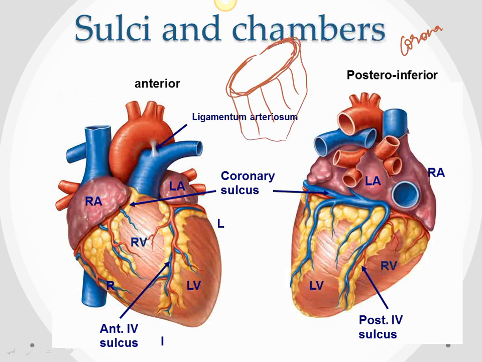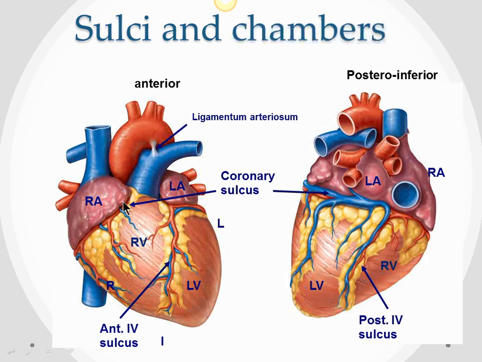Followed? So let's see here. If you look, you can see this deep groove which is present, and you recognize these grooves because you have blood vessels present in them. So this groove which is lying between a chamber above and chambers below is the atrioventricular sulcus or coronary sulcus.